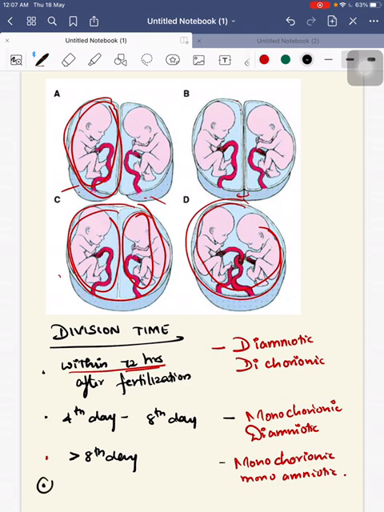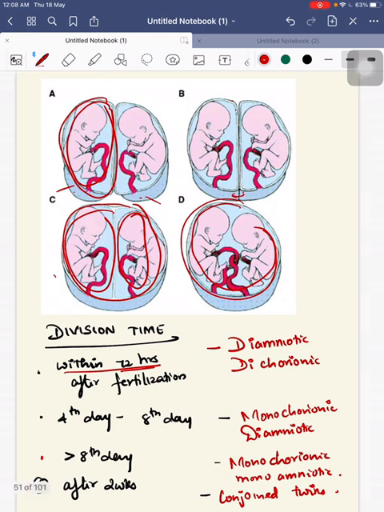If the division happens after 2 weeks, it is very rare. If it happens after 2 weeks, you will get conjoined twins. So this is the classification according to their division time. Next we will see the causative factors for this multiple pregnancy.